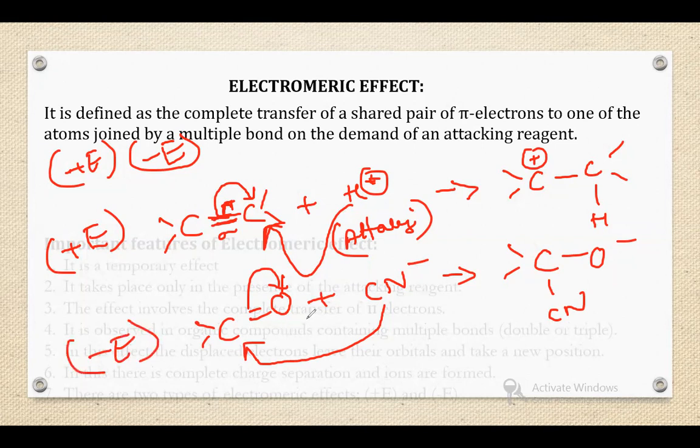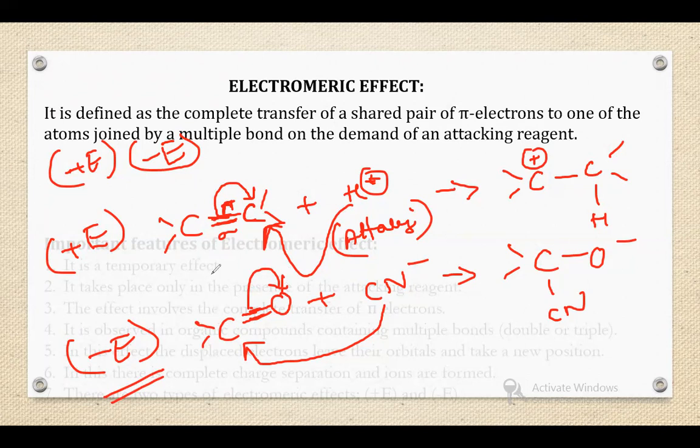Need to understand properly positive electromeric effect and negative electromeric effect. What is the negative electromeric effect? When the electrons of the pi bond, the double bond, transfer to the atom other than the one to which the reagent finally gets attached, that is the negative electromeric effect. If the transfer of electrons is to the carbon where the reagent attacks, that is called the plus E effect. Where the transfer of electrons takes place opposite to the attacking group, that is called the negative electromeric effect.